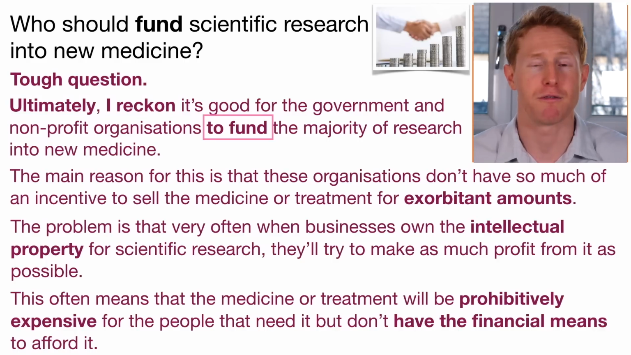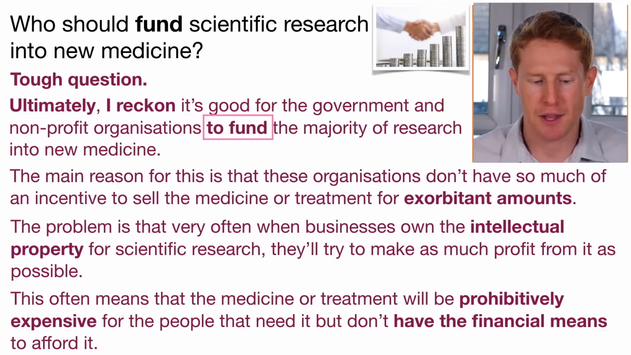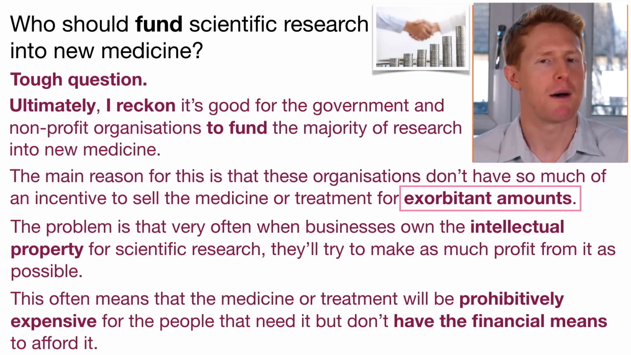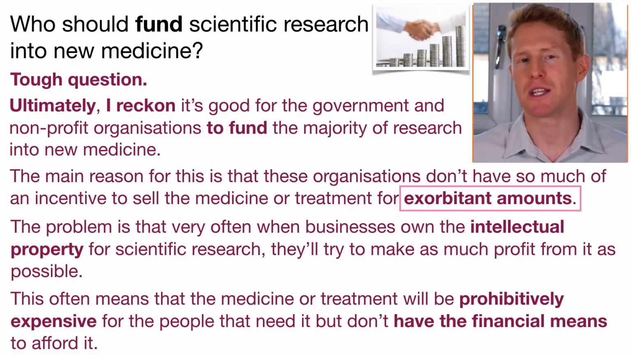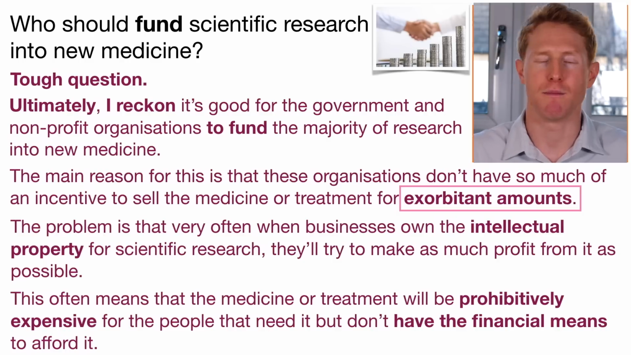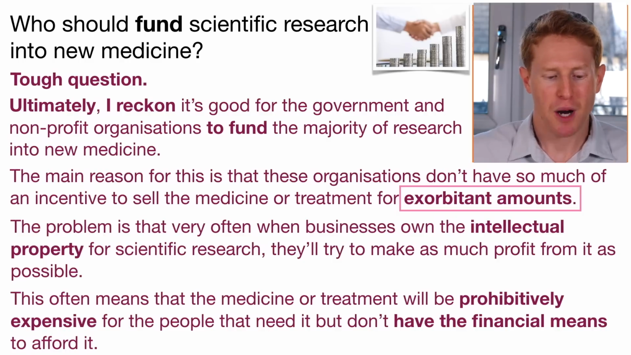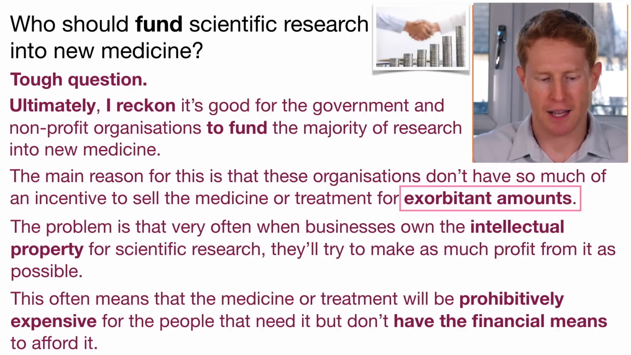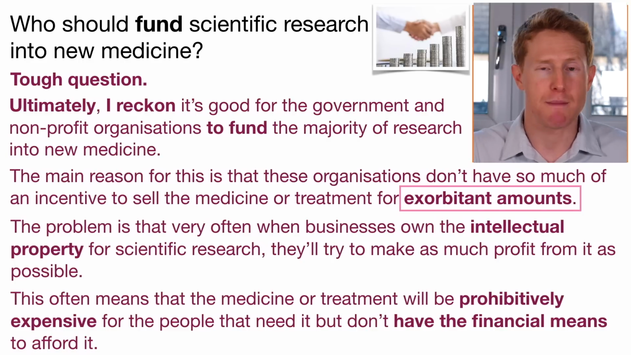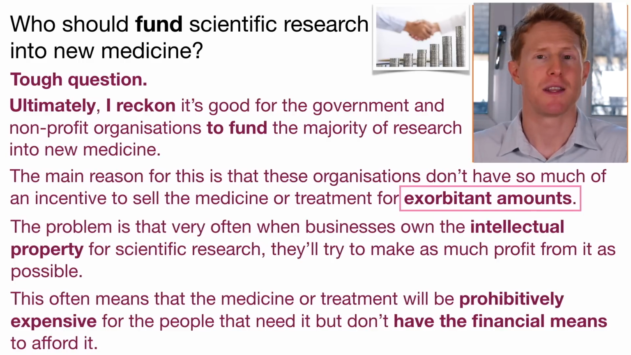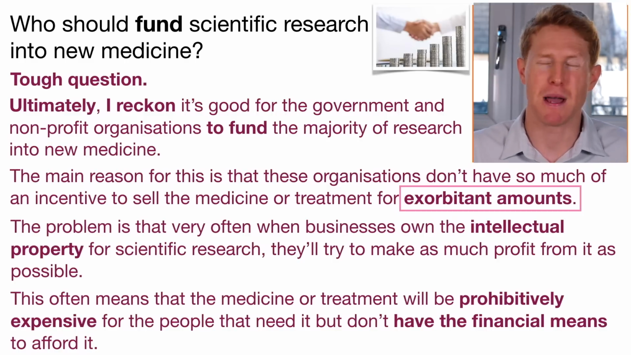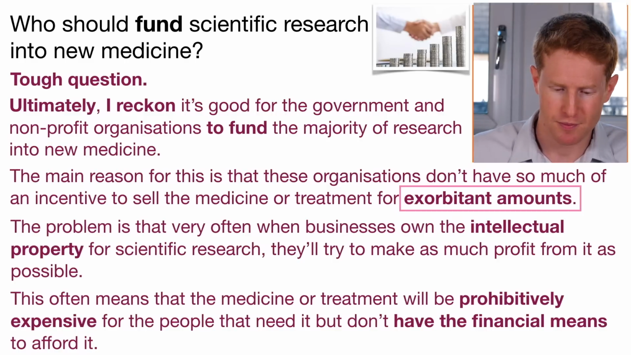We've got this word to fund, so it means to provide the money for the research. And then we have exorbitant amounts. So exorbitant amounts means lots and lots of money. So if private companies try and sell the medicine or treatment that they've developed, they'll sell it for exorbitant amounts. They'll sell it for a lot of money, but maybe the government won't.